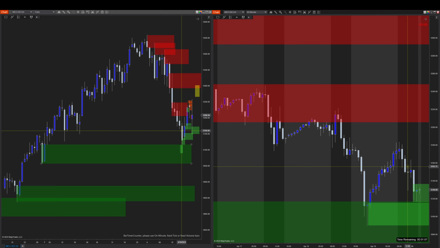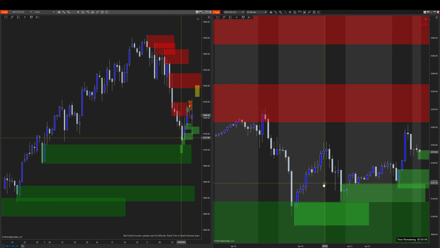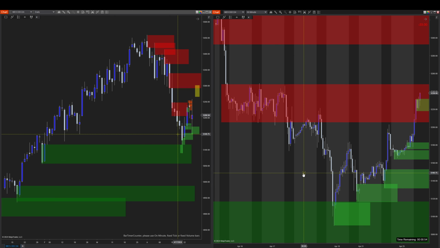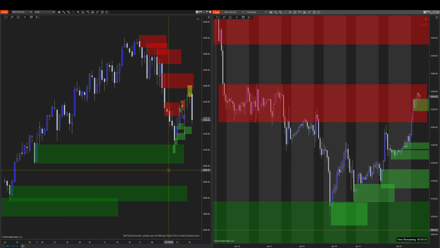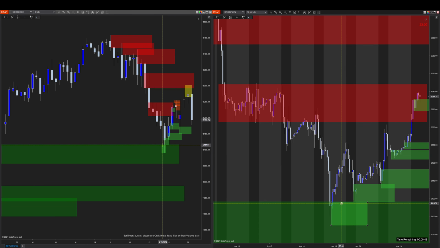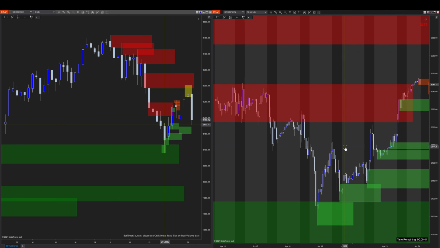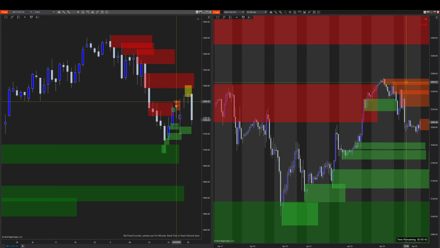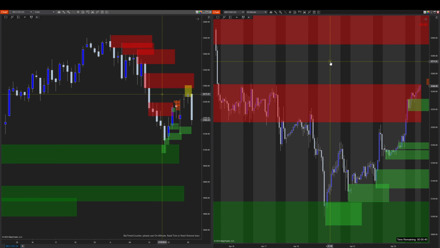And it pulls back to our demand imbalance. That actually would not have filled me. That happens a lot. But it shows you the picture, right? Let's move forward a little bit. So we're in this, these lighter green zones are this time frame's demand, and these orange zones are this time frame supply. The other ones are the higher time frame.